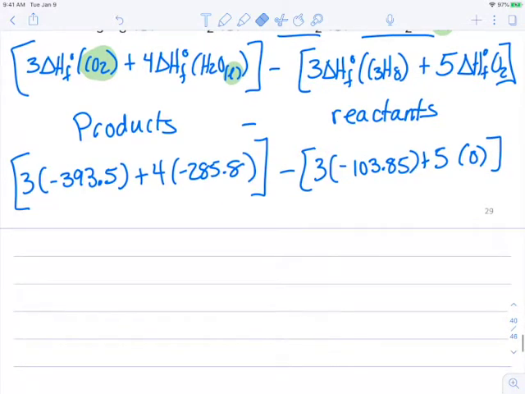out. So what I'd like you to do next is to calculate this out. So 3 times negative 393.5 plus 4 times negative 285.8, all of that together, and then you're subtracting 3 times negative 103.85, and I'll tack on the units all the way at the end. It is in kilojoules, or you can say kilojoules per mole. So go ahead and find our delta H of reaction in kilojoules.